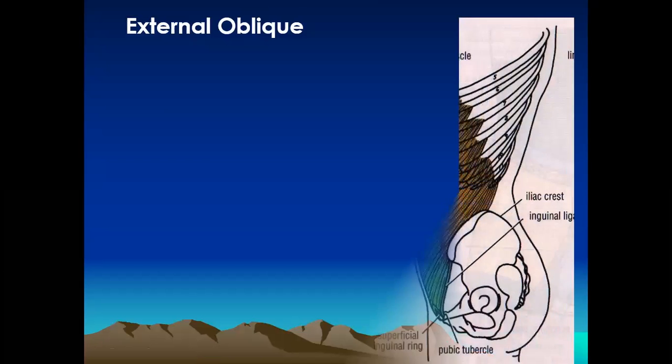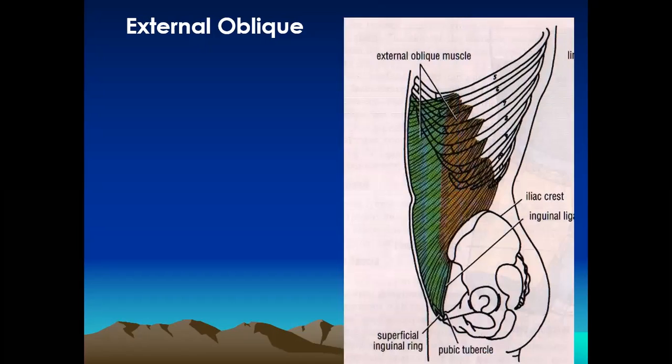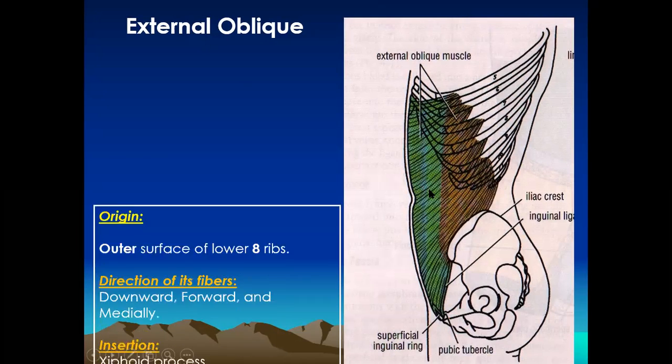We'll go one by one. The first muscle we'll come across after the skin and the superficial fascia will be the external oblique muscle. This is the external oblique muscle here.